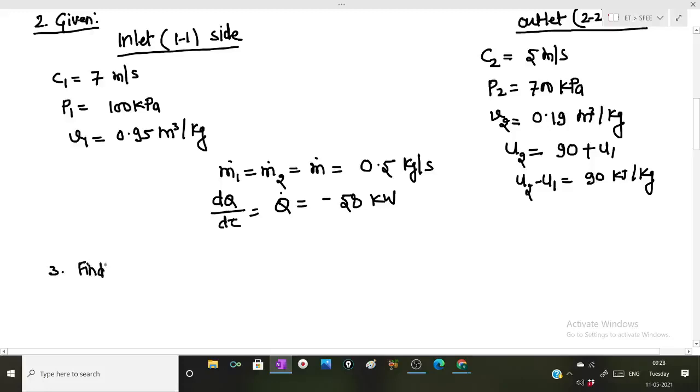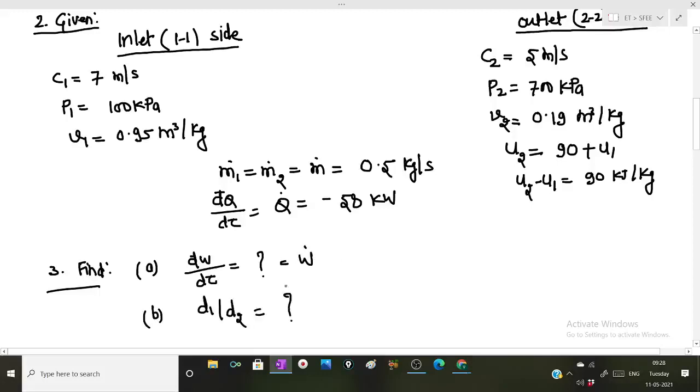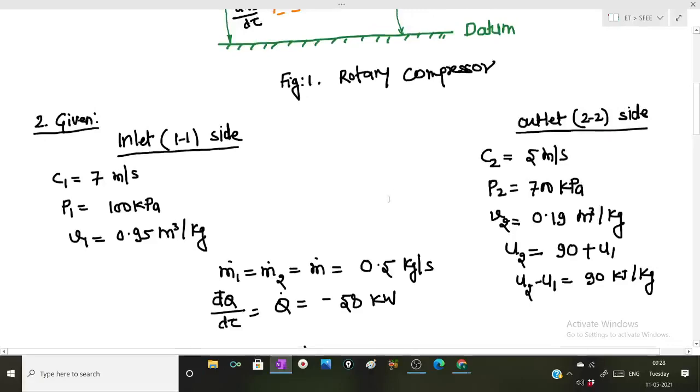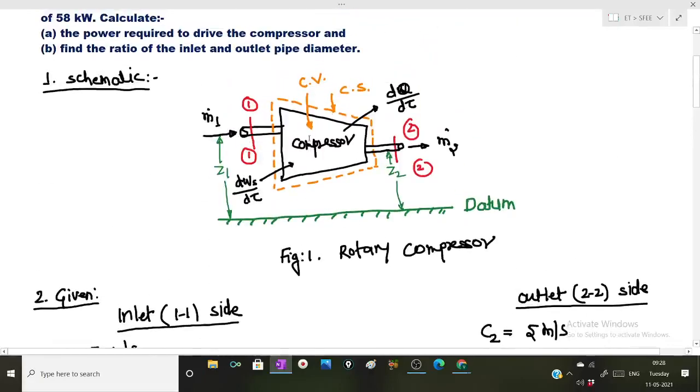Now what you are supposed to find out? Number one, you are supposed to find out the work input. And number two, the ratio of inlet pipe to the outlet pipe diameter. So this is the initial frame of the problem.